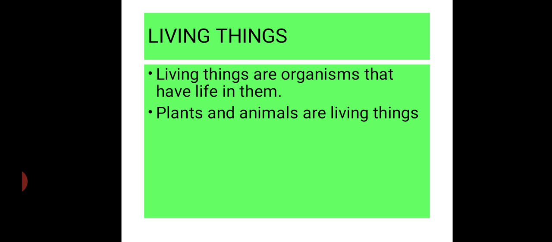So living things are things that can talk. It can eat also, right? Good. So plants and animals are living things. When we say organisms, it means plants and animals. Plants and animals are examples of living things.